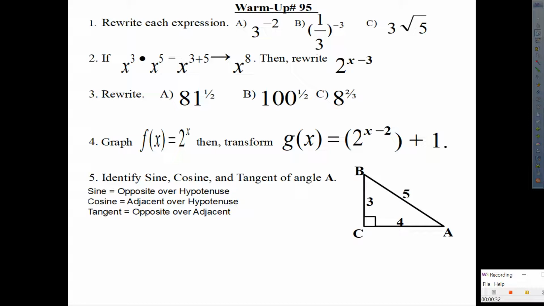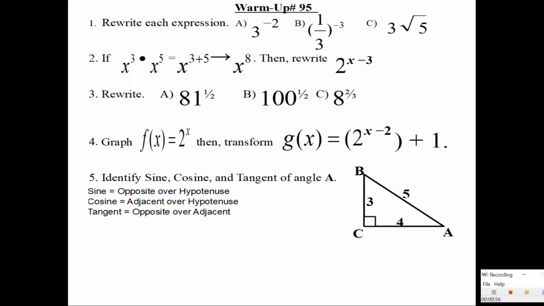Anyways, warm-up 95, if you notice, number 1 is exponentials. We already talked about those. I'm going to elaborate on those a little bit. Number 2, you should be able to do by yourself, as well as number 3. But I am going to elaborate on 3C. And number 4 is the notes that you took by yourself during my absence. Pretty good, right? And I'm going to elaborate on number 5.